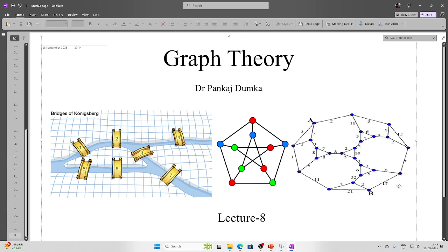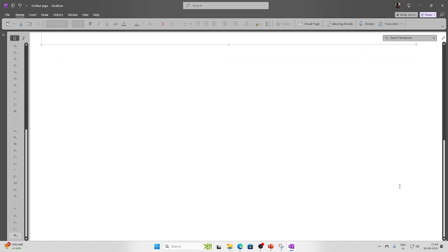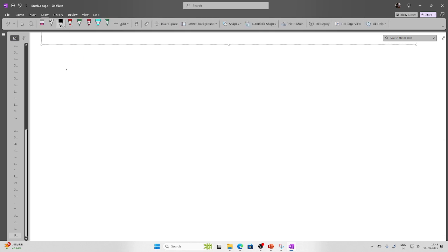Today I will be discussing the graph which is called a regular graph. So now, as you already know how to evaluate the degree of any vertex in a graph, it becomes easy to understand what a regular graph is.